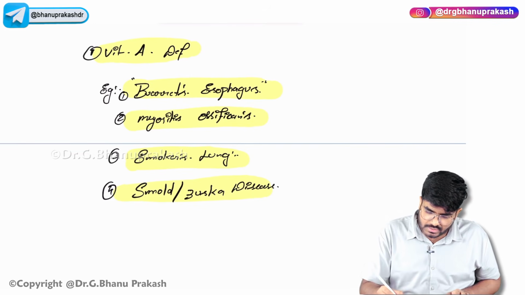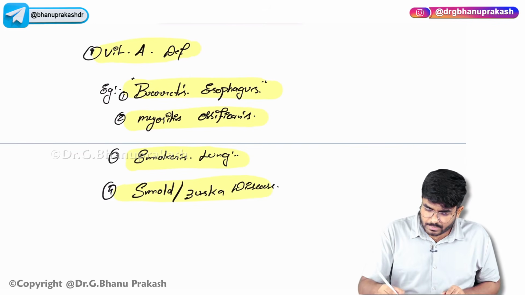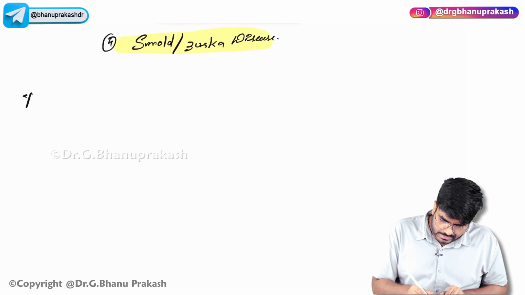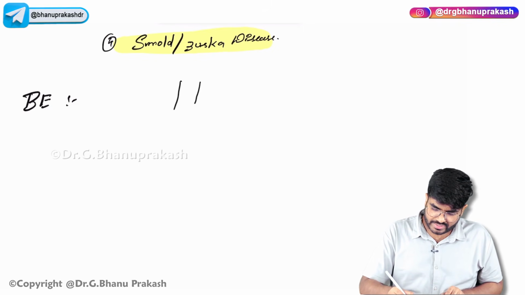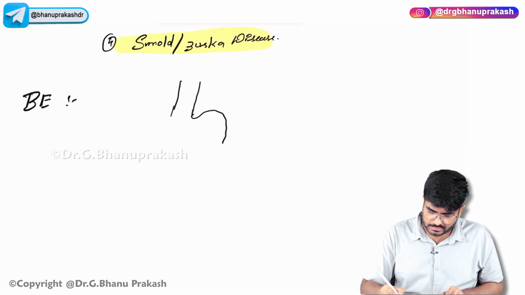See, Barrett's esophagus, which is most important for the exams. In Barrett's esophagus, what exactly is happening? If you see, this is the esophagus. Here is the gastroesophageal junction, the lower part is the gastroesophageal junction, and here is the stomach.